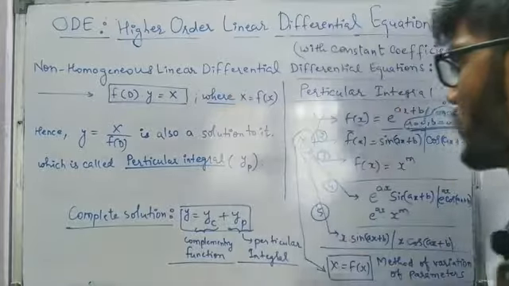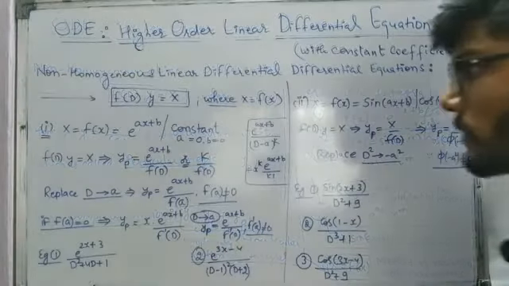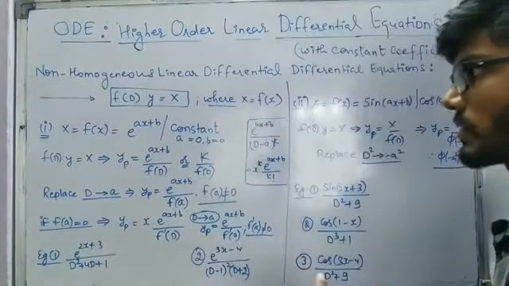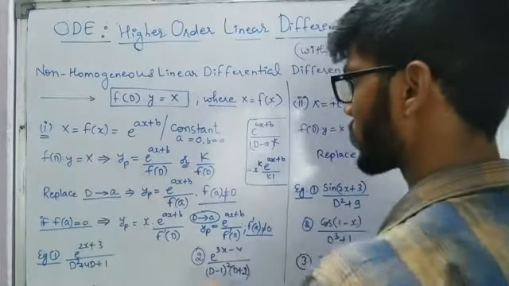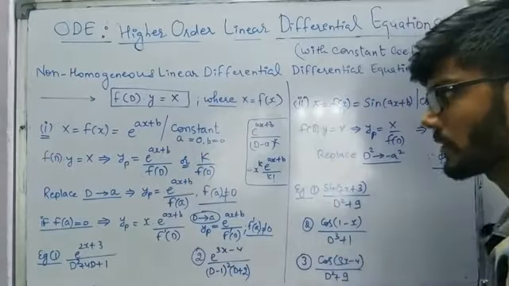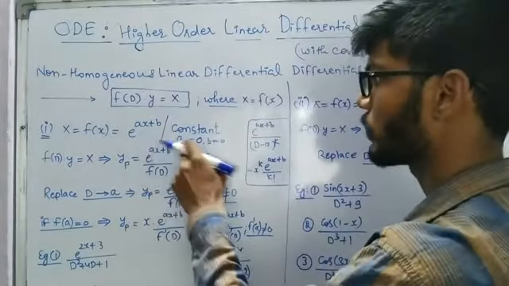So let us start with these five cases. Having said that about the five different cases, the first case I told is that capital X is a function of x, and it is e power ax plus b, or a constant. Constant means a and b are both going to be 0.